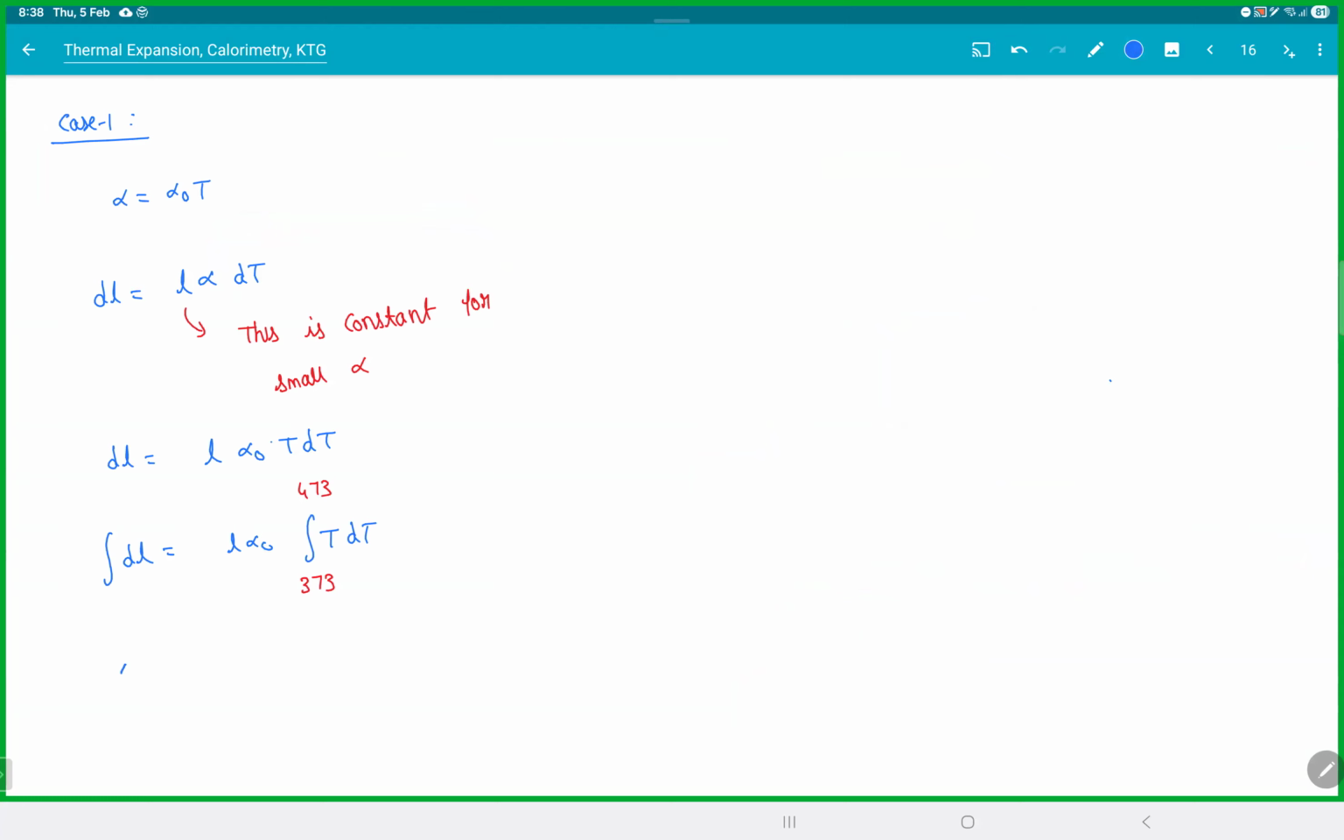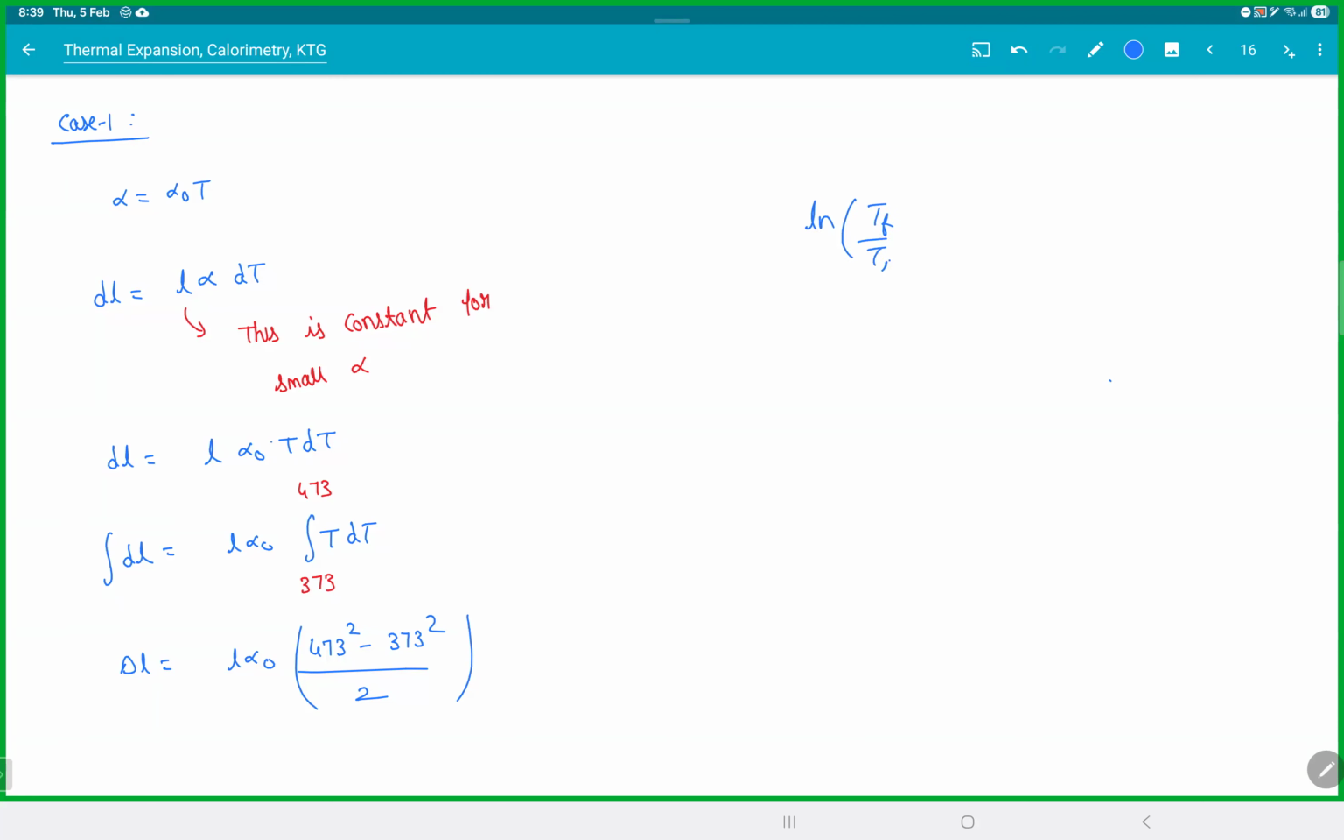So here this will be your delta L, which is L alpha naught (473 minus 373) square by 2. And that's a very classic mistake. There was one question like this in JEE Mains like 4-5 years back. You'll get the answer ln T final by T initial.